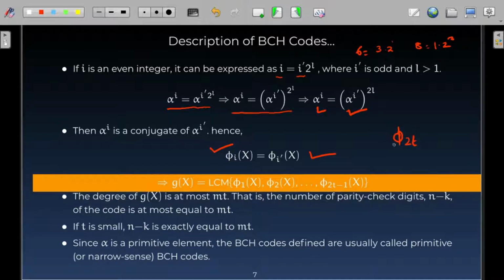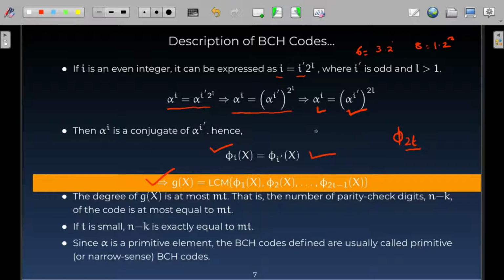So we can say therefore that phi of 2t will be equal to, since 2t is always going to be an even integer, phi of t. So phi of t and phi of 2t are going to be the same thing. So using this property in mind, we can say that the generator polynomial is basically the LCM from phi_1 to phi of 2t minus 1. We don't have to consider phi of 2t, as phi of 2t will be the same as phi of t.